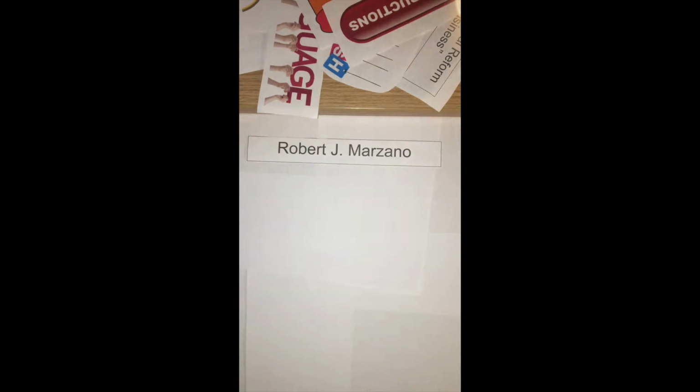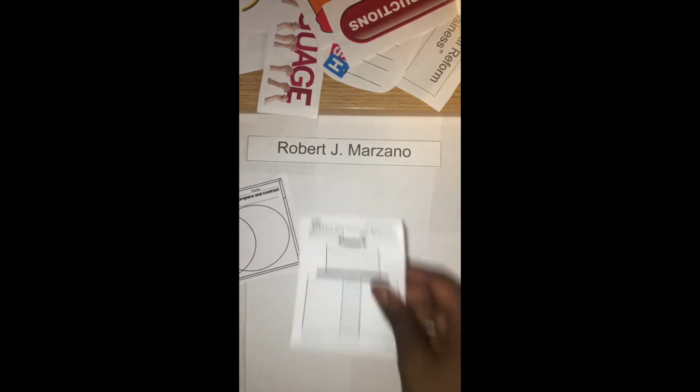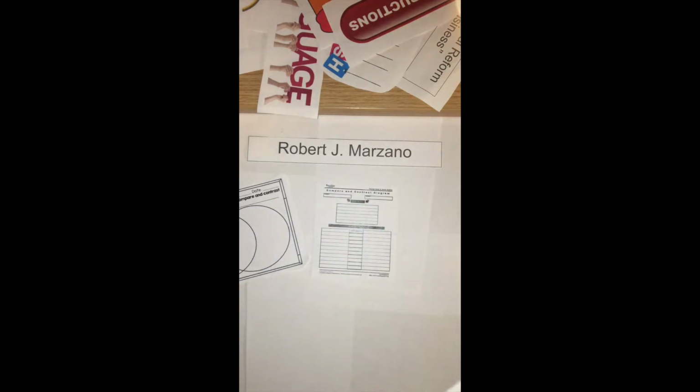In Marzano's theory of 9 steps, the first step is identify similarities and differences. And he uses metaphors and Venn diagrams and compare and contrast diagrams.